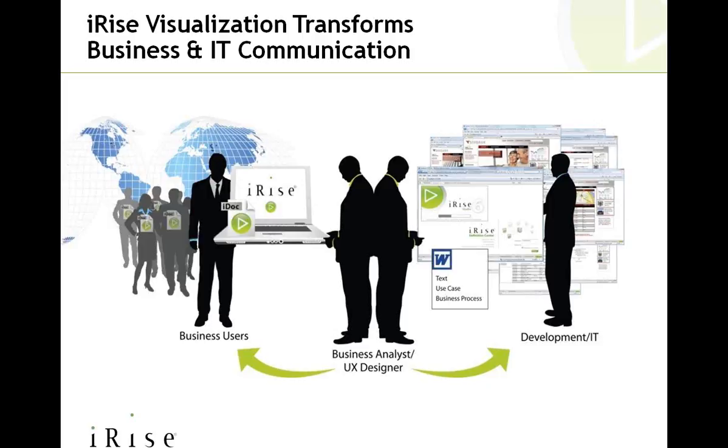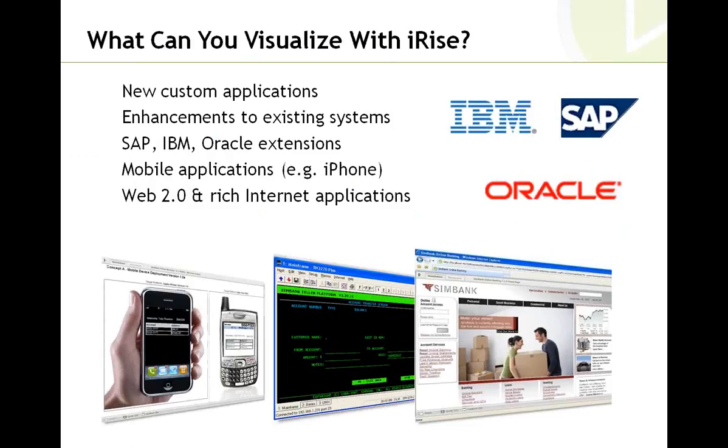Next slide. So we often get asked, what can you visualize with iRise? And basically the answer is any application with a complex user interface. So whether that's a web application or portal or a packaged application like SAP or IBM or Oracle. We even have a template for iPhone applications that's been used on some interesting apps for the iPhone. Anything with a complex user interface is a good candidate for visualization. And any project where there isn't a user interface, maybe it's some kind of back-end integration, probably is not a good candidate for visualization.